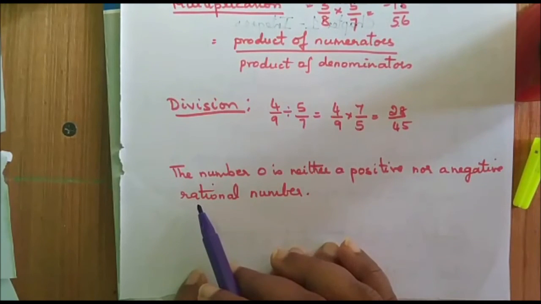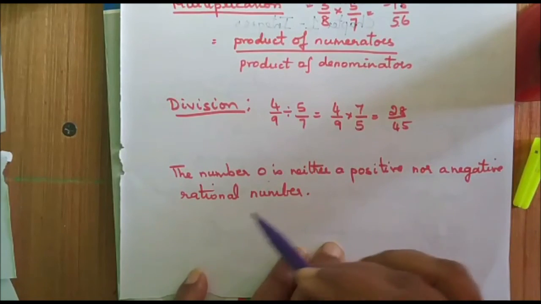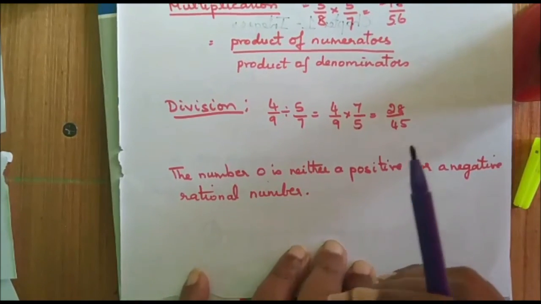Another point you have to remember is the number 0 is neither a positive nor a negative rational number.